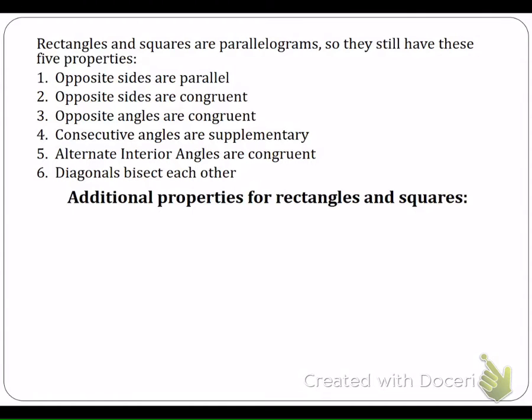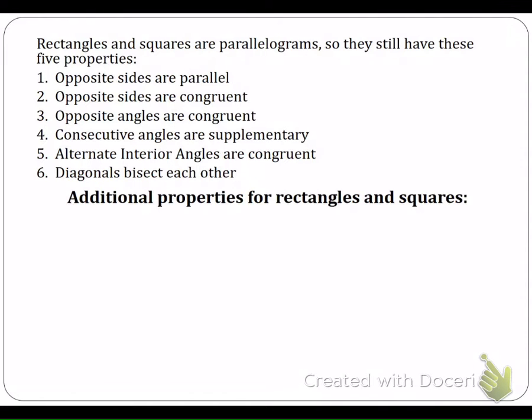All of the properties that we learned last week are still true for rhombuses, still true for rectangles, still true for squares. So the opposite sides are parallel, the opposite sides are congruent, the opposite angles are congruent, the consecutive angles are supplementary, alternate interior angles are congruent when you add in your diagonals. The diagonals bisect each other.